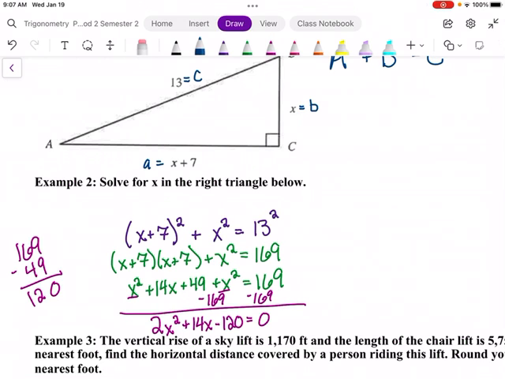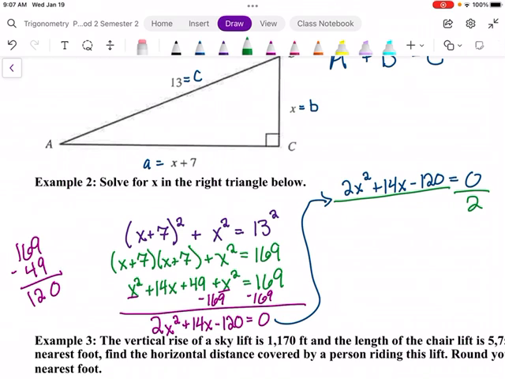Now we're going to want to factor this equation. So if there are any common factors between all three terms, I'm going to want to get rid of that. In this one, I notice that these are all even numbers, so I'm going to divide both sides of my equation by 2. And that will leave me with x squared plus 7x minus 60 equals 0.